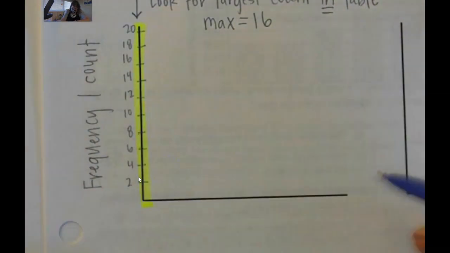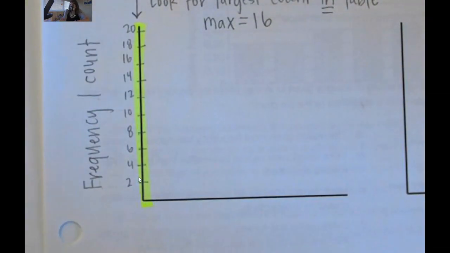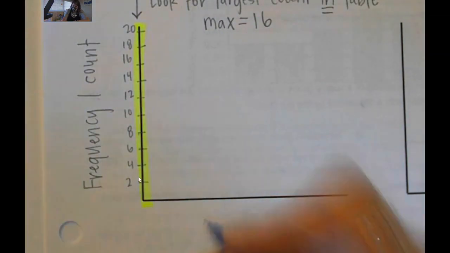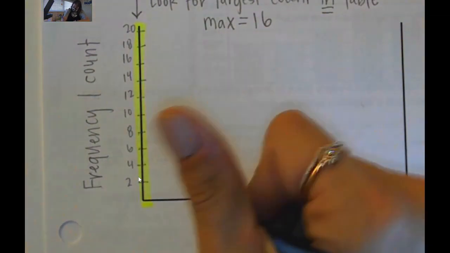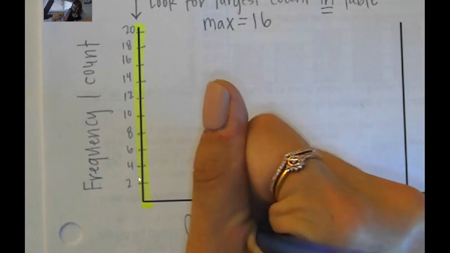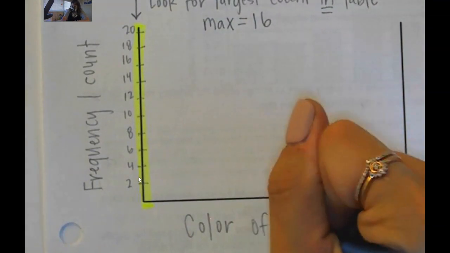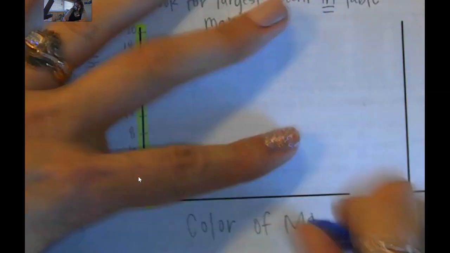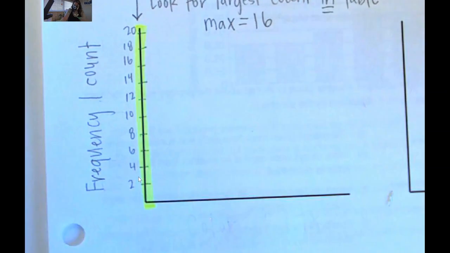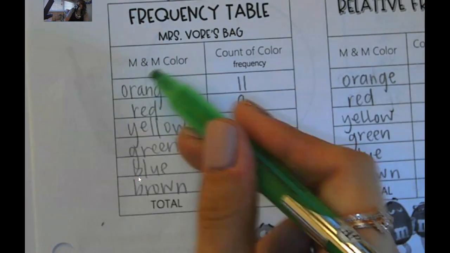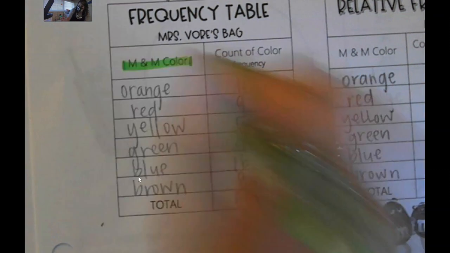Then across the bottom is the category or the variable that we are interested in. So that is the color of M&M. Or actually, I'm going to use exactly what is in the table. Up in the table, the variable is named M&M color. So that's what I'm going to use down here. I'm going to use exactly what they named the variable in the table.